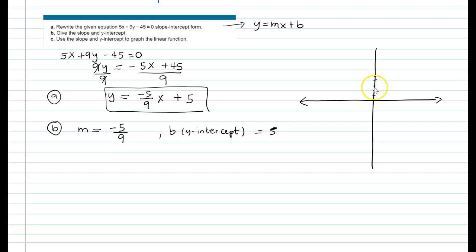So 1, 2, 3, 4, 5. So you stop here. Then you look at the denominator, which is 9. The denominator is 9. So from that point, you go 9 units to the right. 1, 2, 3. So you have 1, 2, 3, 4, 5, 6, 7, 8, 9. So this point here. Then you draw the line passing through those 2 points. That is the graph of this line here.